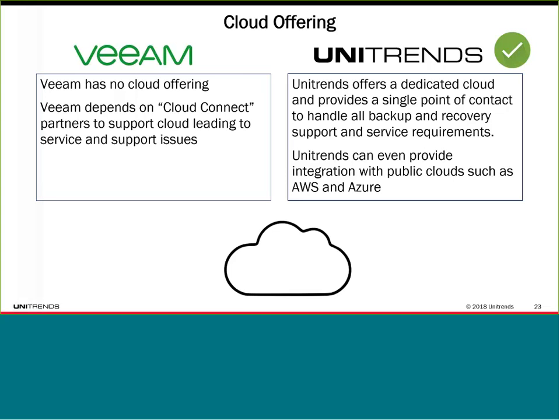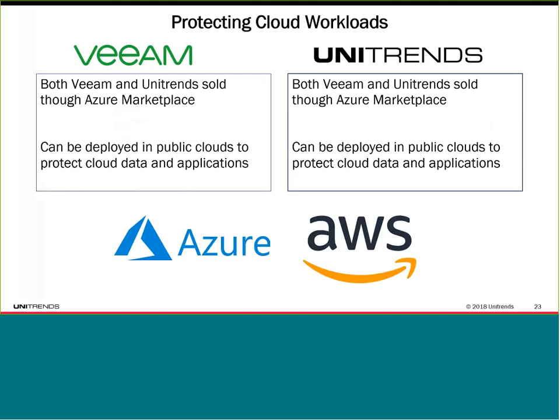And not only do we have the cloud offering for replicating data off-site, but both Unitrends and Veeam have solutions that can protect your cloud workloads in Microsoft or Amazon's cloud. And both of the virtual appliances here are sold and deployed through the Azure or AWS marketplace, and can be deployed to protect both files and applications within the cloud. So in terms of just cloud workload protection, it's going to be a tie here. It's kind of a wash.